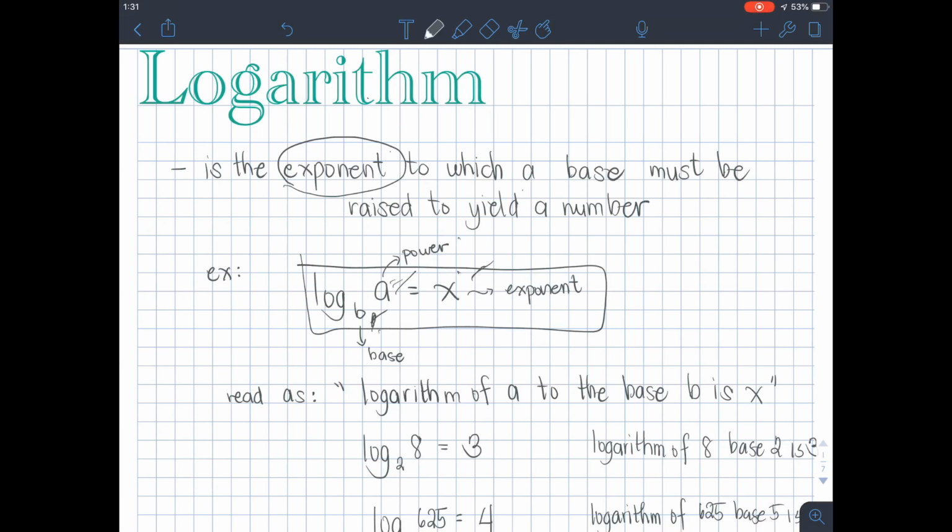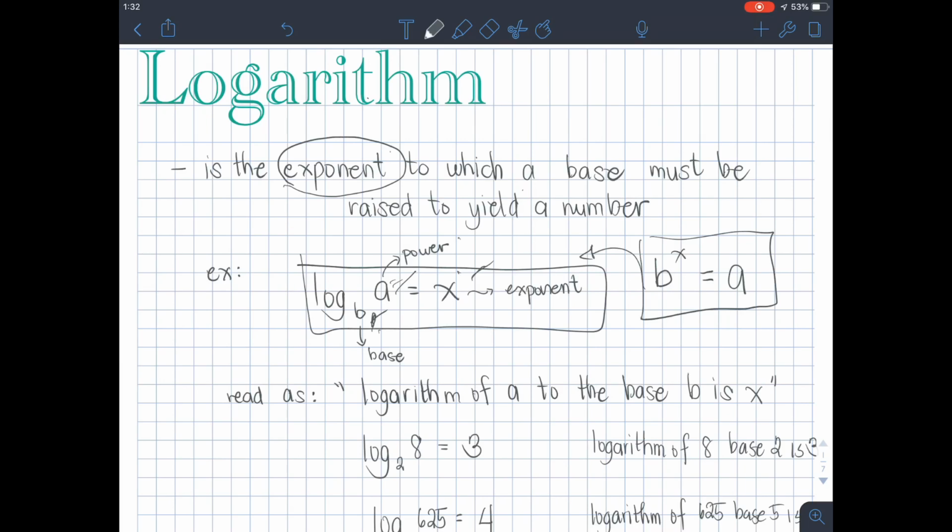So, kung isusulat natin ito into exponential form, we have yung base natin na b, naka-raise sa exponent na x, and then mag-i-equal sa power na a. So, ito yung equivalent exponential equation natin for this logarithm. Okay? So, anong exponent, i-raise natin yung base para magkaroon ng power.